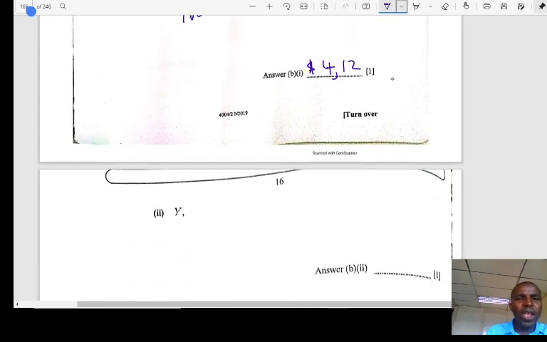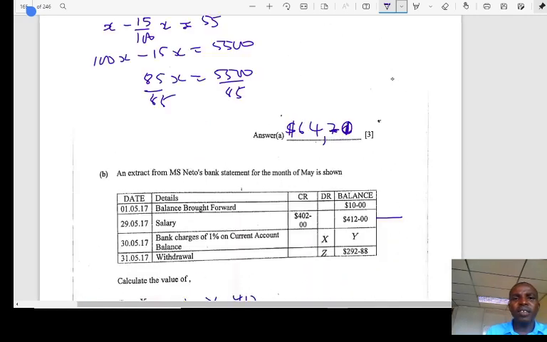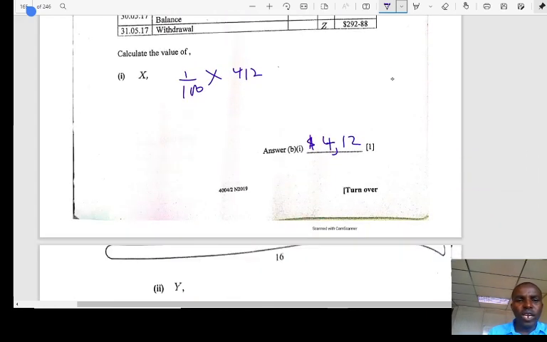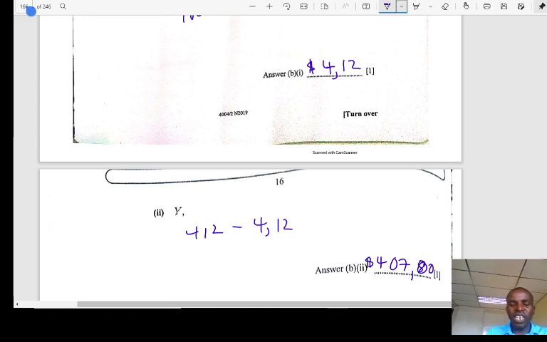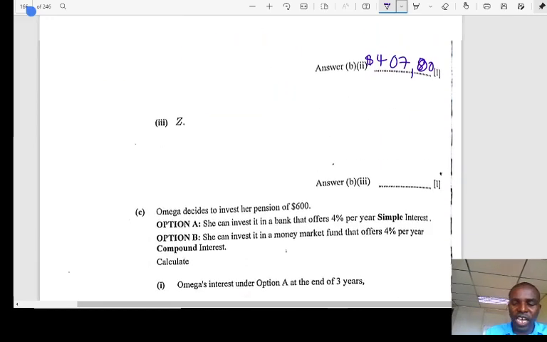Then next, y. To find y, you just say 412 minus bank charges: 412, which is the balance, minus 4.12. You get 407.88, to 3 significant figures. Take note of that.